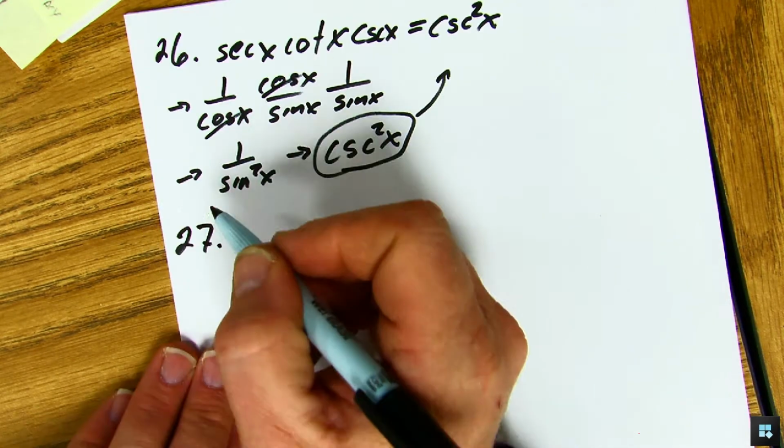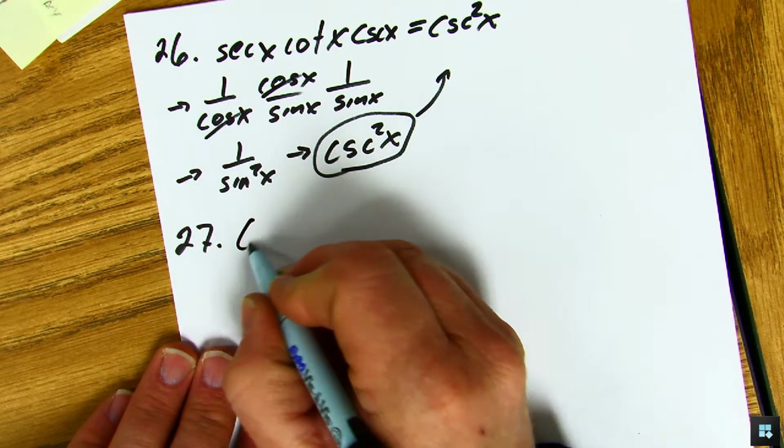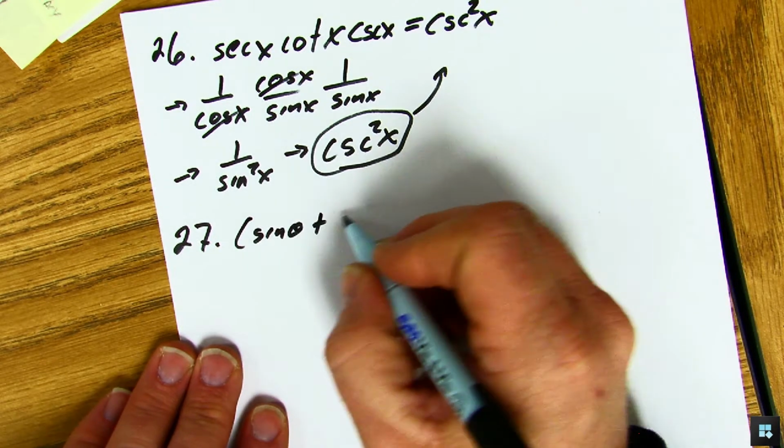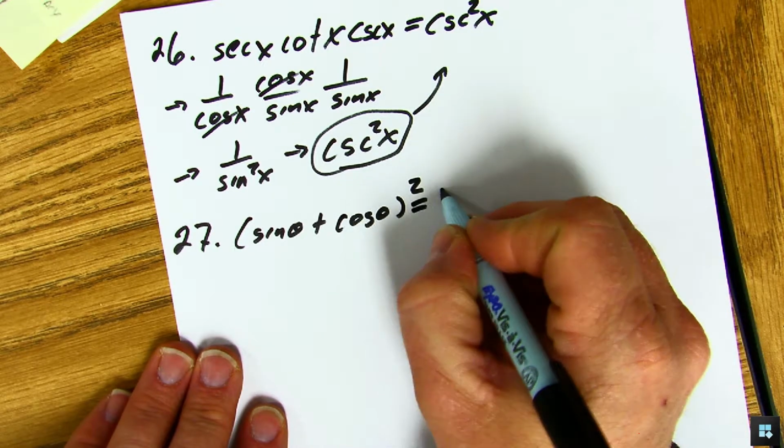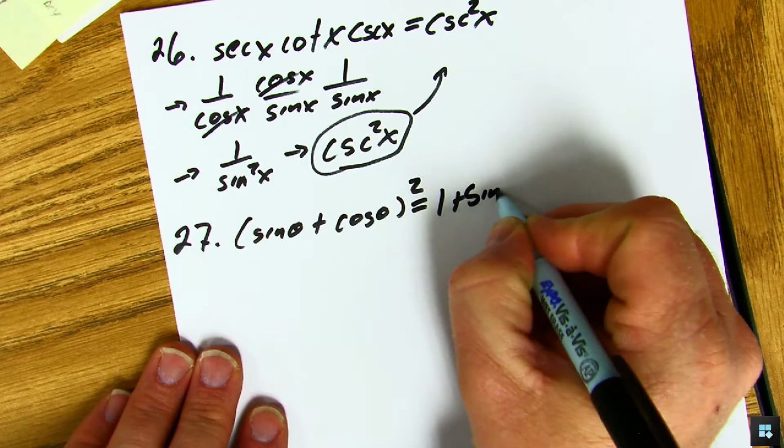27. 27 says sine theta plus cosine theta quantity squared equals 1 plus sine 2 theta.